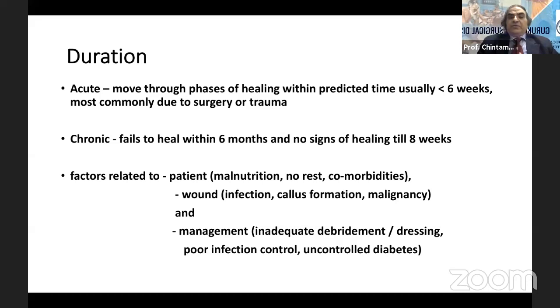Acute ulcers move through phases of healing within predicted time, usually 6 weeks, as I mentioned earlier. And they're usually due to some surgical intervention or trauma. Surgery is also a trauma. And chronic are those that fail to heal within 6 months, and there are no signs of healing till 8 weeks. And what are the signs of healing? I've already told you. The sloping edges, good granulation tissue coming in the floor. What is the granulation tissue actually, by the way? Capillaries. When the capillaries start multiplying, they can form a good floor, and they can actually be seen in the floor very nicely. And chronic can have something very important that most people miss out.